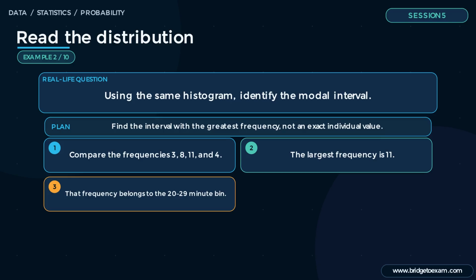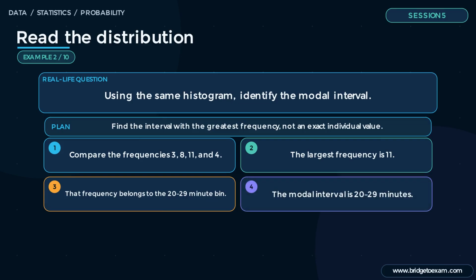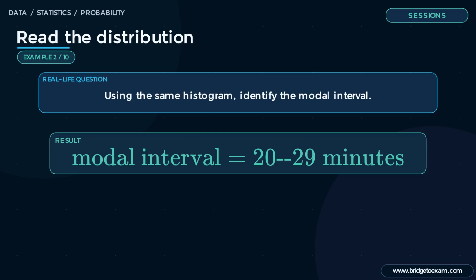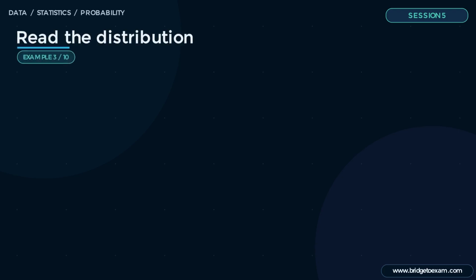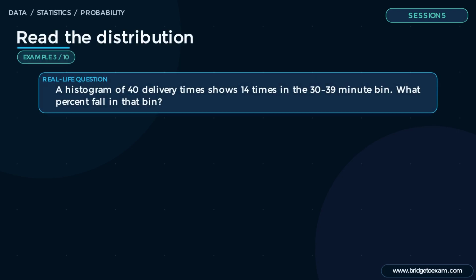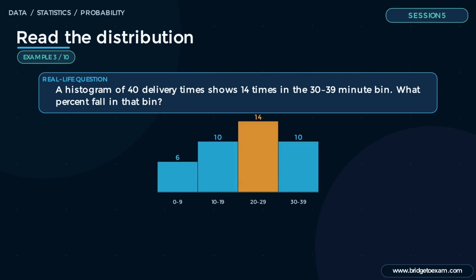Quick check. A histogram cannot tell which exact minute within 20 to 29 occurred most often. This matters in real life because the busiest travel time interval helps planners target congestion reduction. Example 3. A histogram of 40 delivery times shows 14 times in the 30 to 39 minute bin. What percent fall in that bin?